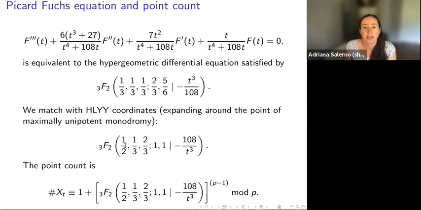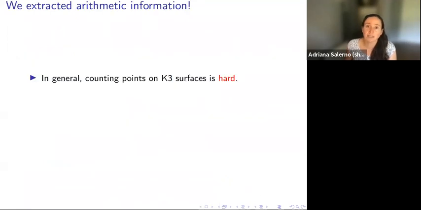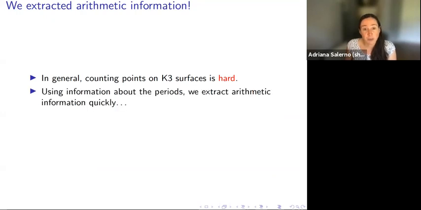Remember, there's this Hasse-Witt matrix that is related to a hypergeometric function related to the Picard-Fuchs equation. And now the point count is exactly this: it's 1 plus this hypergeometric function truncated at the p-1 term mod p. Okay, so this is our finite field point count. Here's the upshot. We extracted arithmetic information. In general, counting points on K3 surfaces is very hard, but using information about the periods or the geometry of our variety, we can extract arithmetic information.